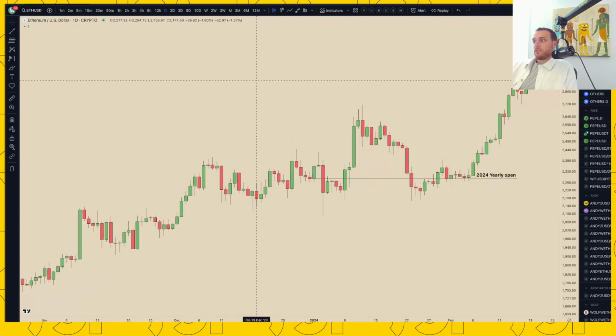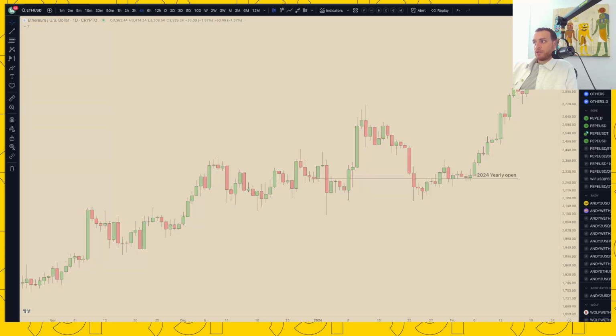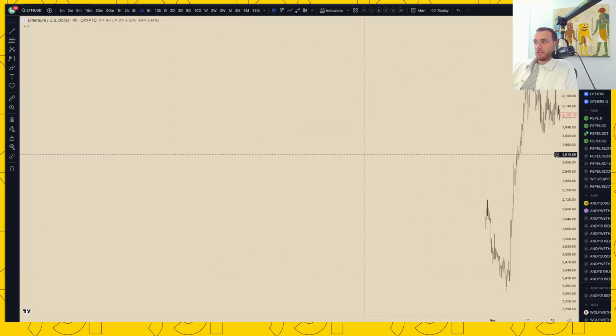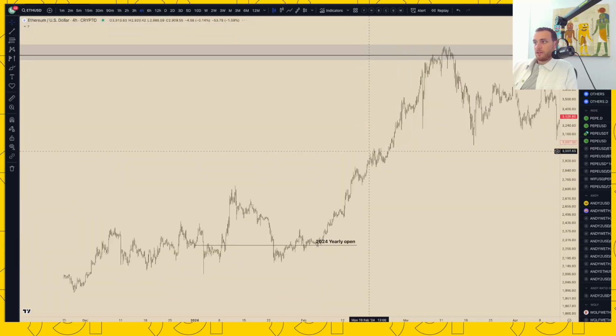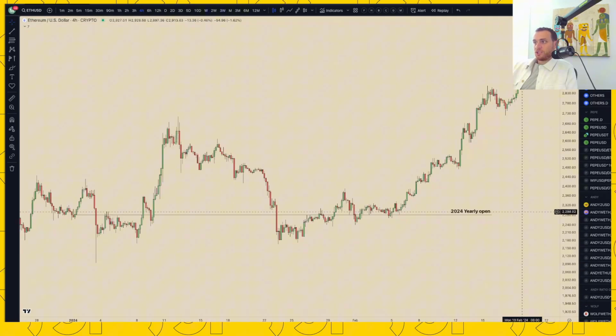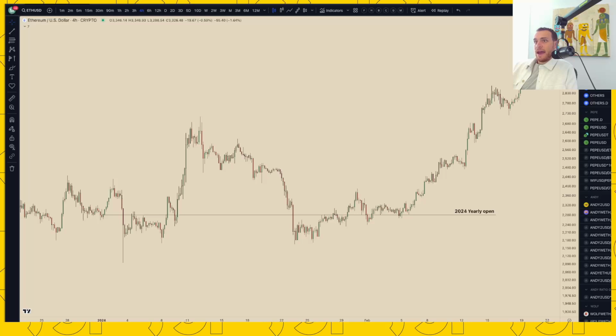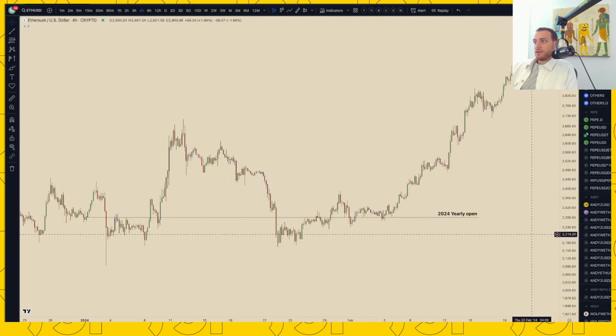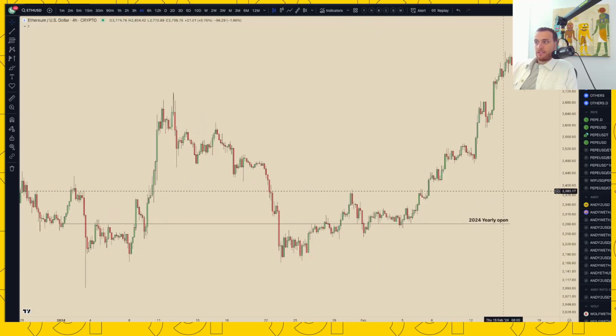Okay. So you can see very clearly here, and then again, I just want to show you this as one of my favorite examples of how early open, yearly open positioning gets shaken up. It's not uncommon at all to see this, okay? So look at what happened here with ETH last year.